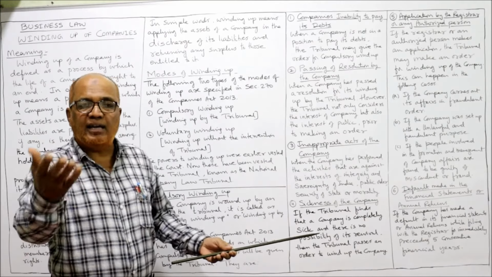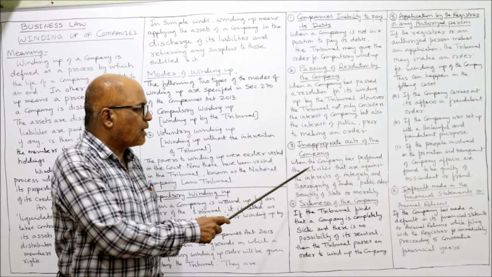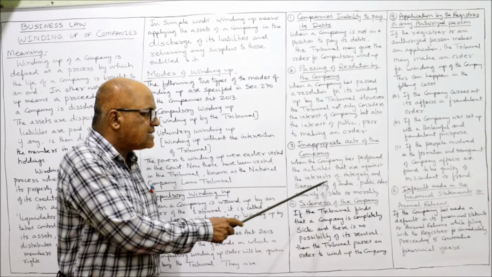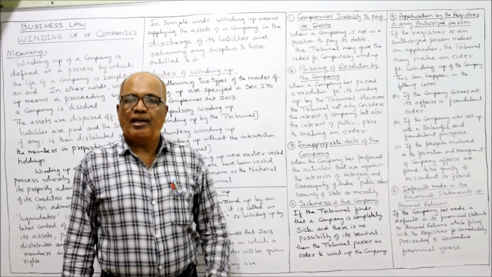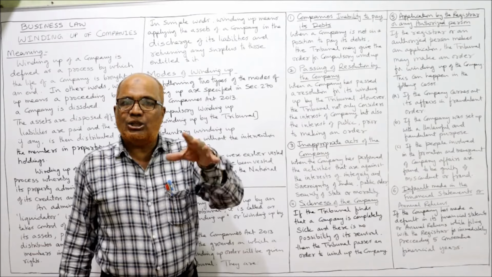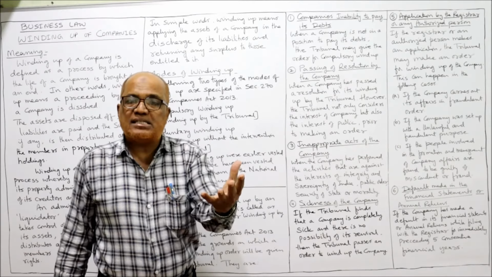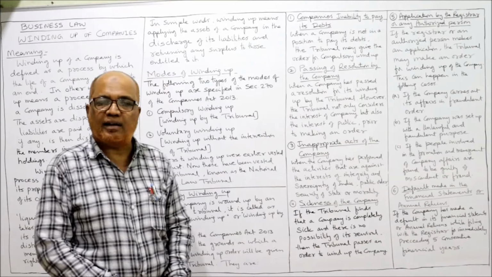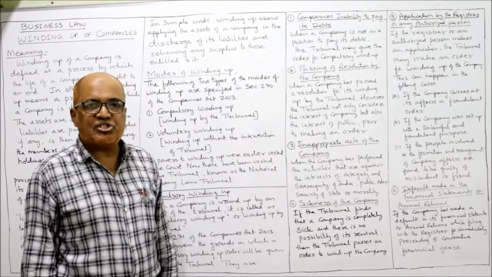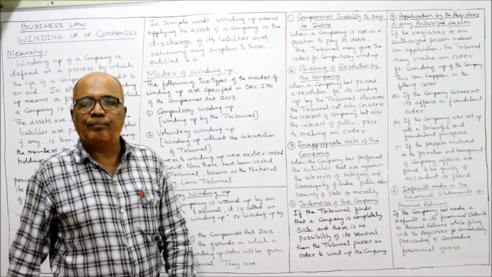So what are the inappropriate activities of the company? When a company has performed activities that are against the interest of the integrity and sovereignty of India. If a company is engaged in activities which are dangerous, which are against the integrity and sovereignty of the country, or the security of the state, or public order, or morality.